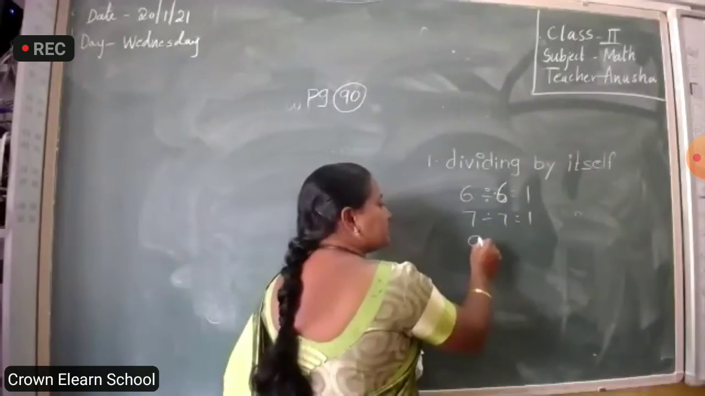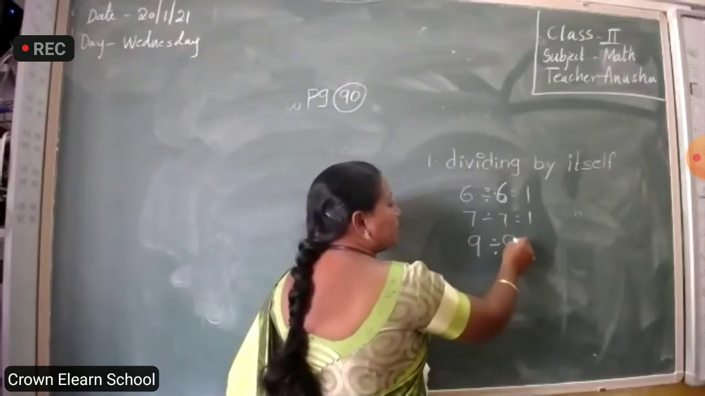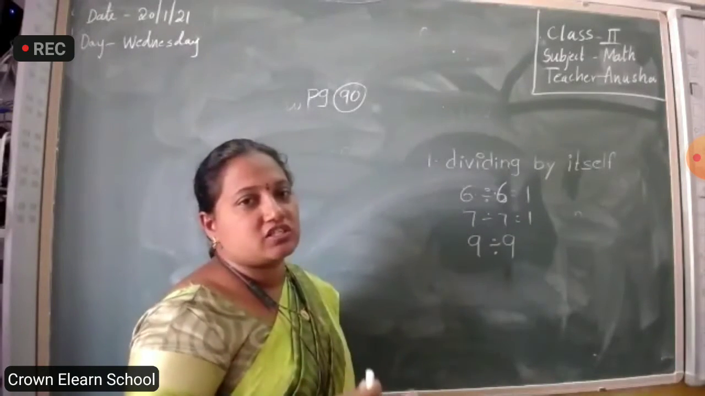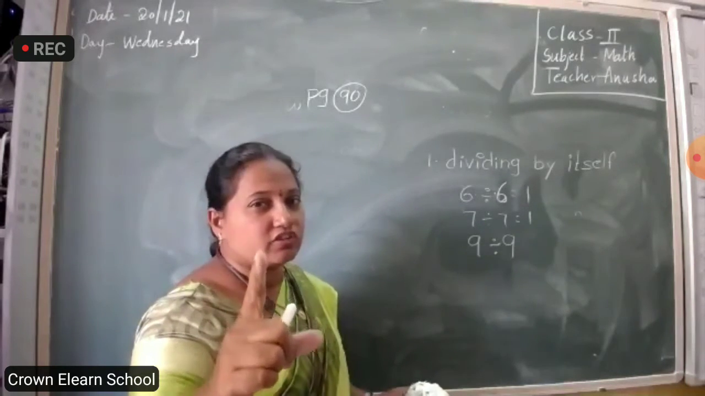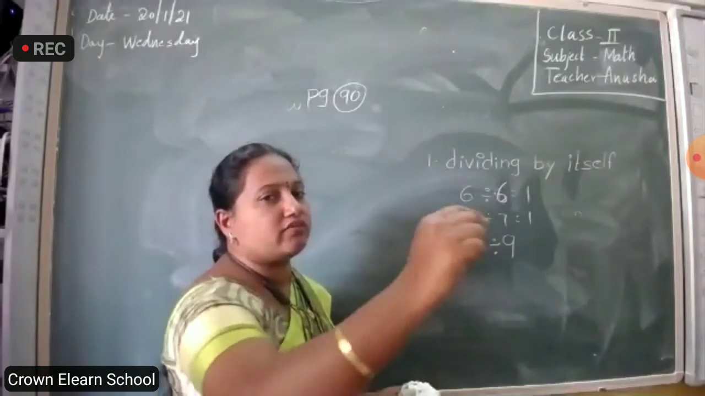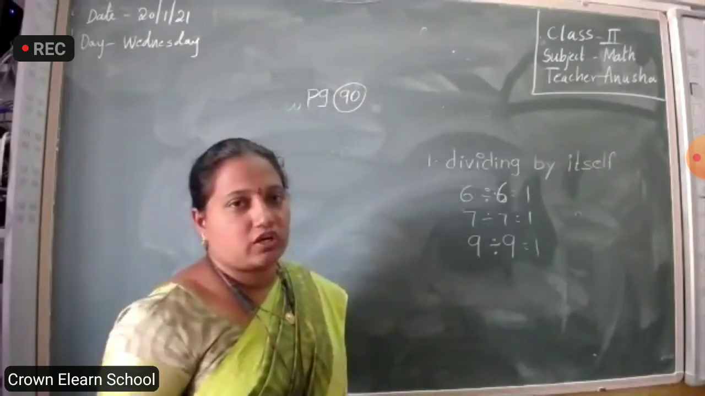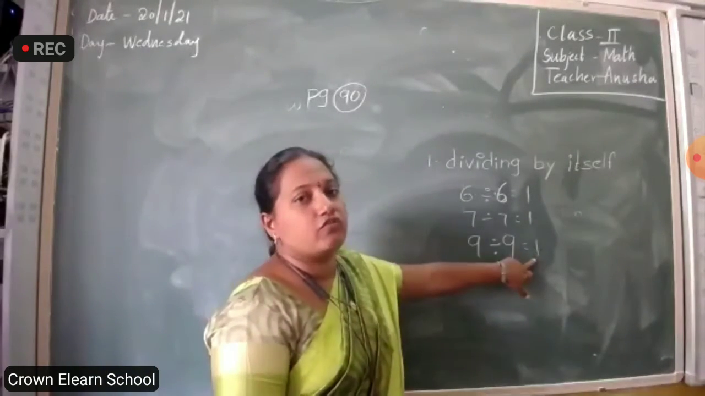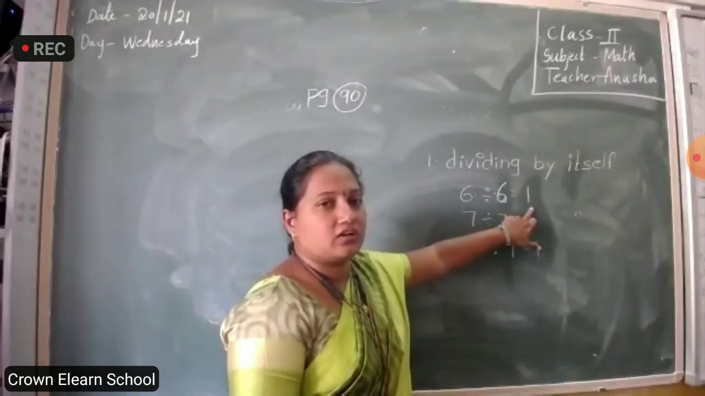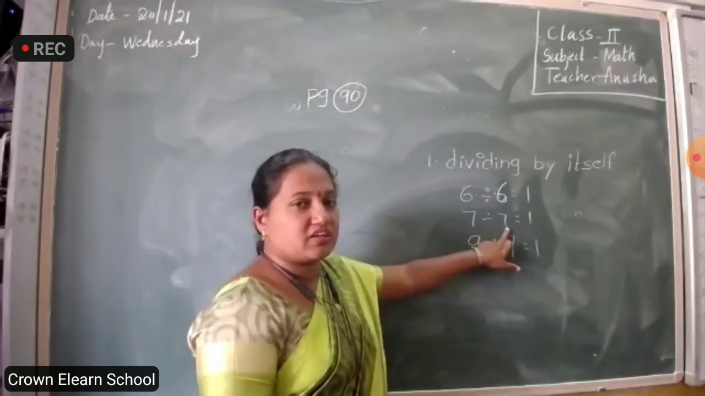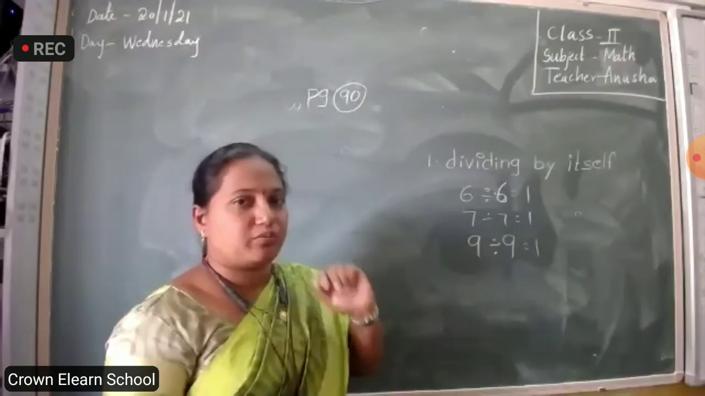Just analyze like this. Your mother has 9 chocolates and you are 9 members, your brother, your sister, total 9 members. What is your share? 1 only. She will give 1 to each. So everyone she will give 1 chocolate. So what is your share? 1. When you divide by the same number, 1. 7 divided by 7, 1. 9 divided by 9, 1. That is the second property.